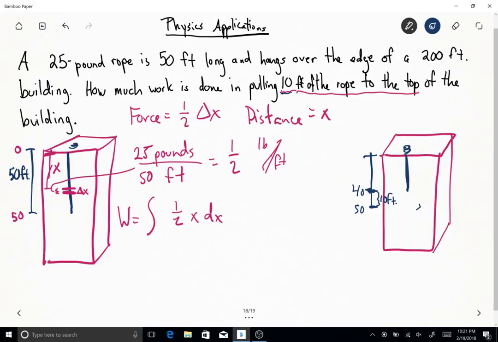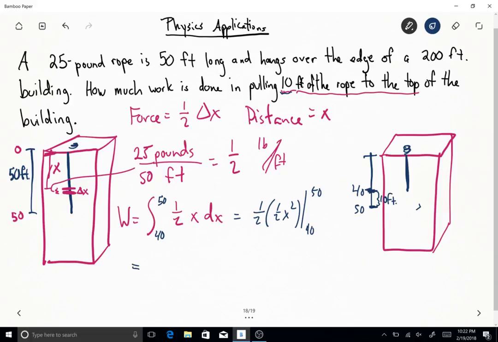So notice our integral isn't 0 to 10, which is what most people think. The 50 was right on the money, that was spot on. Where we want to go is from 40 to 50, right? Because that's the part that we removed. And now our integral is actually quite easy. We get 1/2, and then it goes 1/2 x squared, evaluated at 40 and 50.